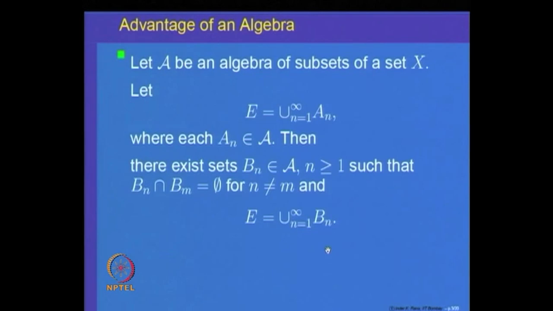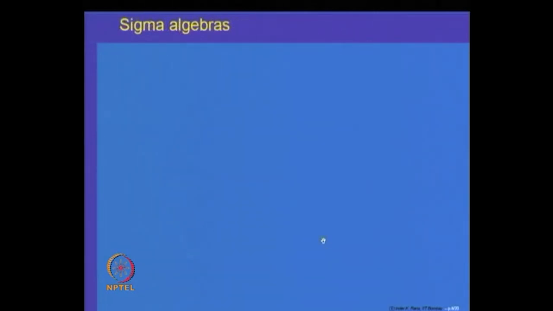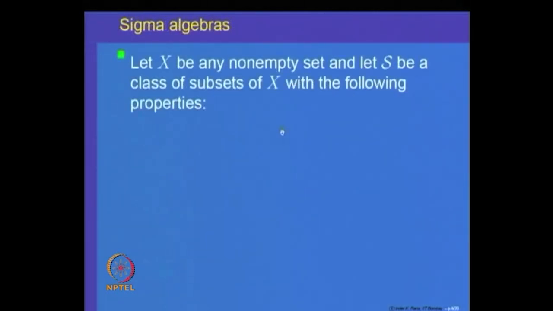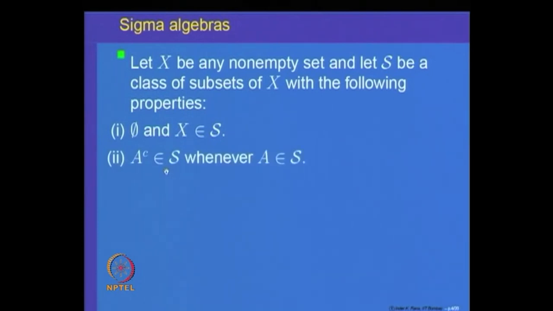So, let us now start with a class which is slightly stronger than an algebra. That is called a sigma algebra. So, let us start with X, a non-empty set, and let S be a class of subsets of the set X with the following properties. One, the empty set and the whole space are elements of it, like in a semi-algebra, like in an algebra. Two, A complement belongs to S whenever the set A is in S. That means the collection S is closed under taking complements, as in the case of an algebra. So, these two properties are the same as in the case of an algebra.